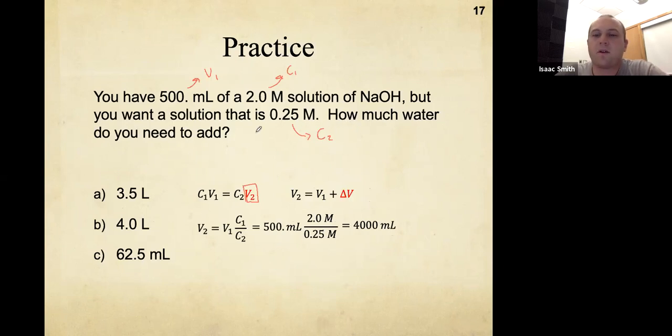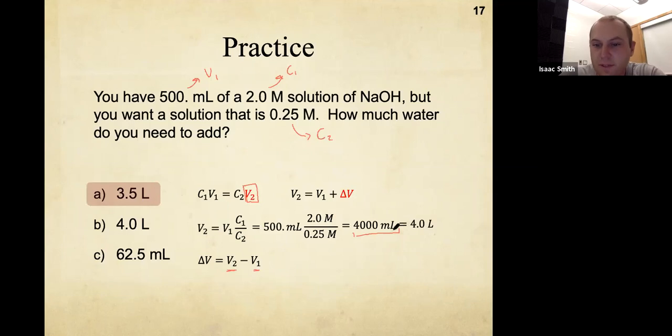The question though asks, how much water do you need to add? We need a total of 4,000 milliliters, but we already started with 500 milliliters. So we take 4,000 minus 500, that tells us how much we actually need to add. So final minus what we already have gives us 3,500 milliliters, which is 3.5 liters.